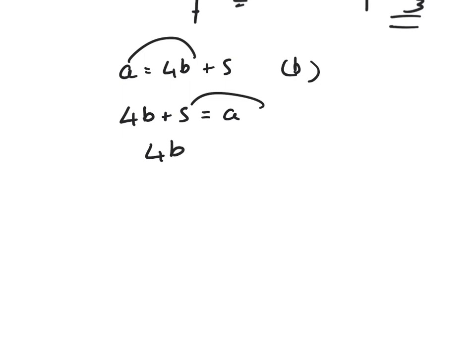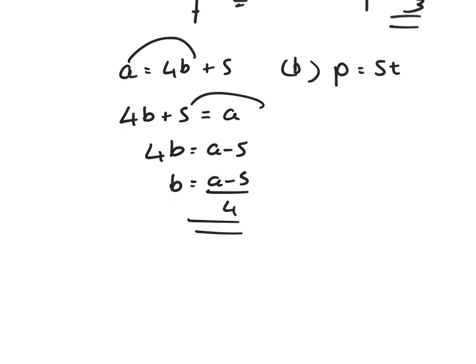Okay, so let's start eliminating things. So bring the 5 to the other side, that's take away 5, and the times 4 comes to the other side and becomes divide by 4. And that's B equals A minus 5 over 4. Part B, P is equal to 5t plus 7. Change the subject of the formula this time to t.